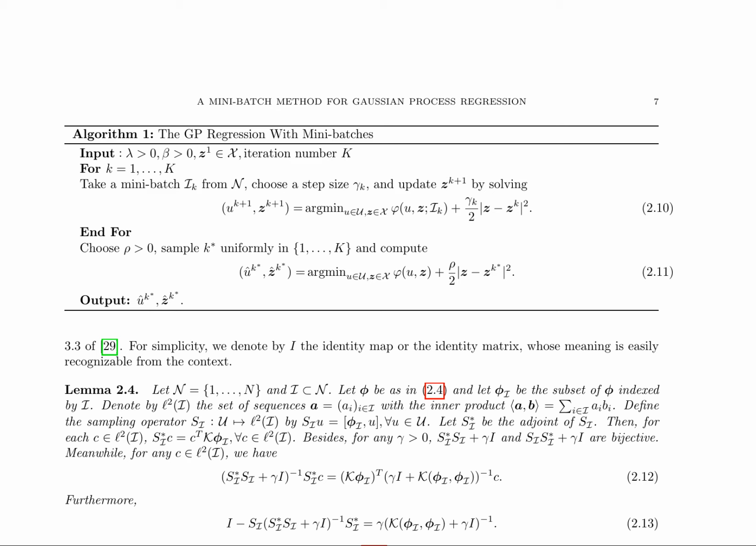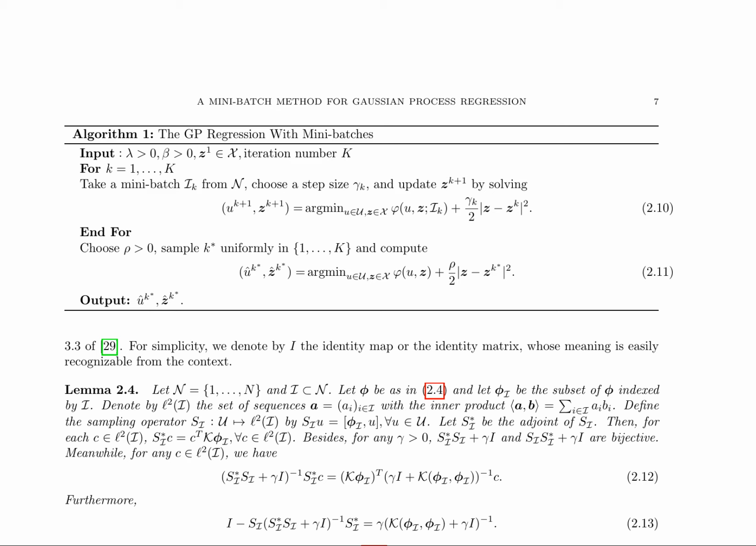The development of a minibatch method for Gaussian process regression aims to reduce computational costs associated with large datasets. Algorithm 1 iteratively updates parameters using minibatches from the dataset. It begins by initializing parameters and then iterates through the dataset, solving an optimization problem to update the parameters at each step. The size of the matrices to be inverted depends only on the batch size, reducing the computational cost to O(m^3) when using standard Cholesky decomposition.